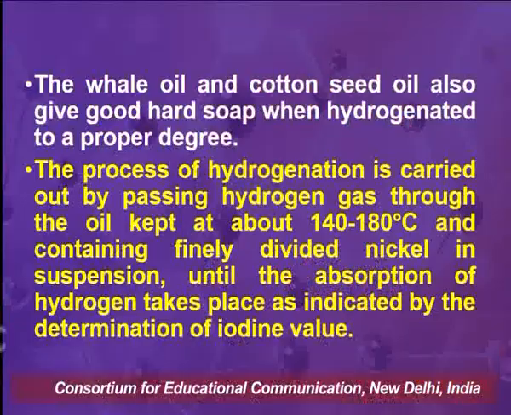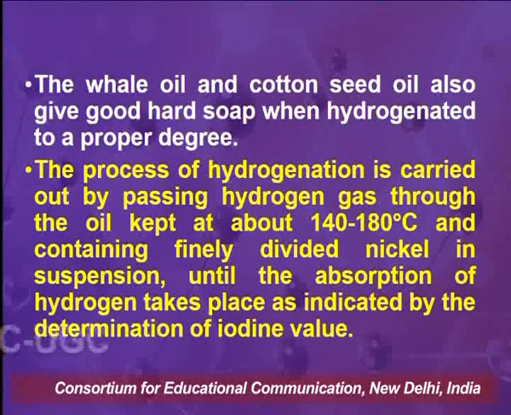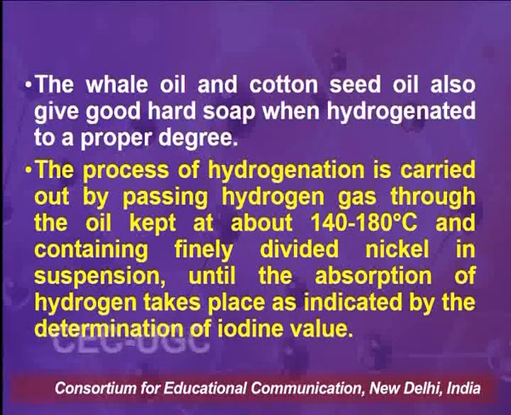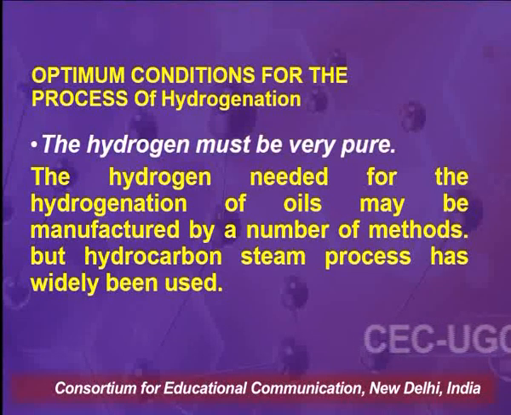The process of hydrogenation is carried out by passing hydrogen gas through the oil kept at about 140 to 180 degrees centigrade and containing finely divided nickel in suspension, until the absorption of hydrogen takes place, as indicated by the determination of iodine value. Now let us discuss in detail the optimum conditions required for the process of hydrogenation.